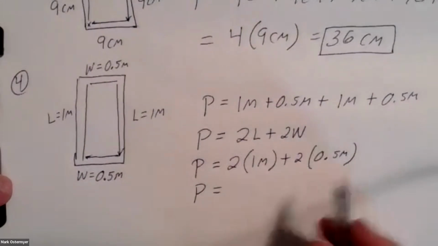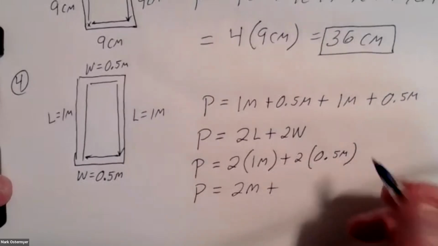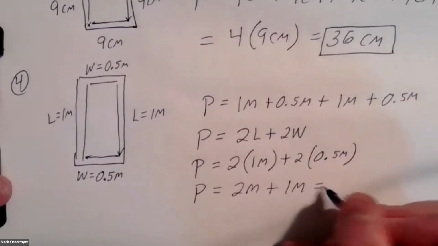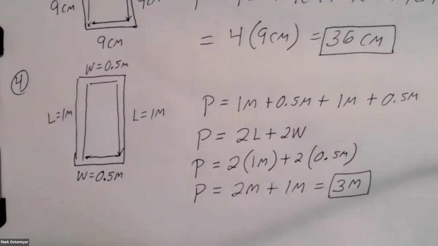So it looks like our perimeter is going to be 2 meters, plus 2 times 1/2 meter is 1 meter. Total perimeter is going to be 3 meters. And that's the total distance around that rectangle, 3 meters. Any questions how we computed the perimeter of that rectangle?